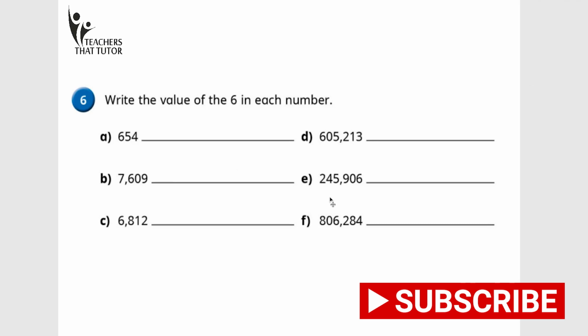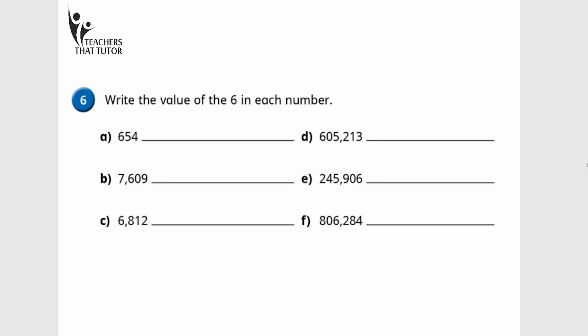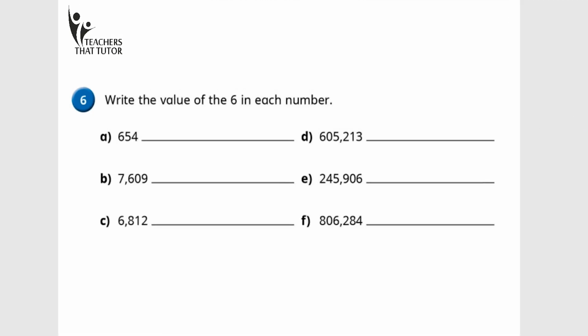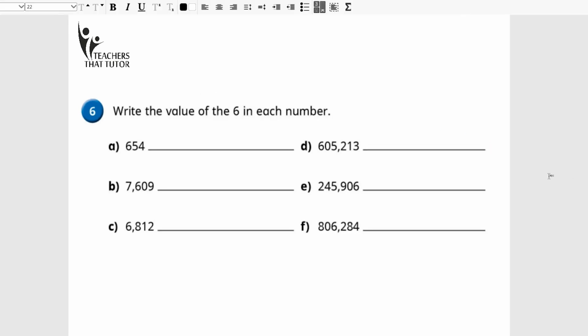Okay, so write the value of the 6 in each of these numbers. So this is something you can have a go at as well. Pause the video here if you want to have a crack at this on your own. But this time we're looking, write the value of the 6 in each of the numbers. So we're looking at the columns to try and work out where the 6 falls. So I'm going to do a couple as well.